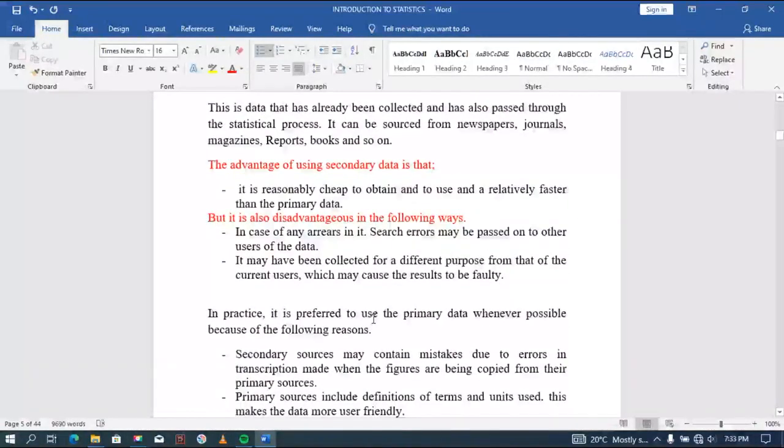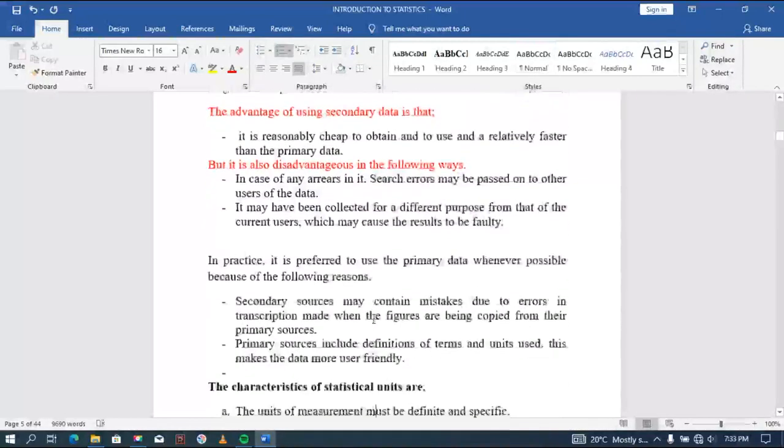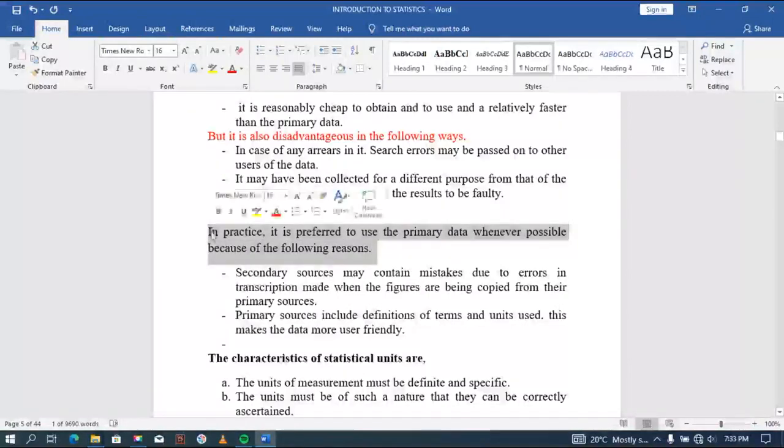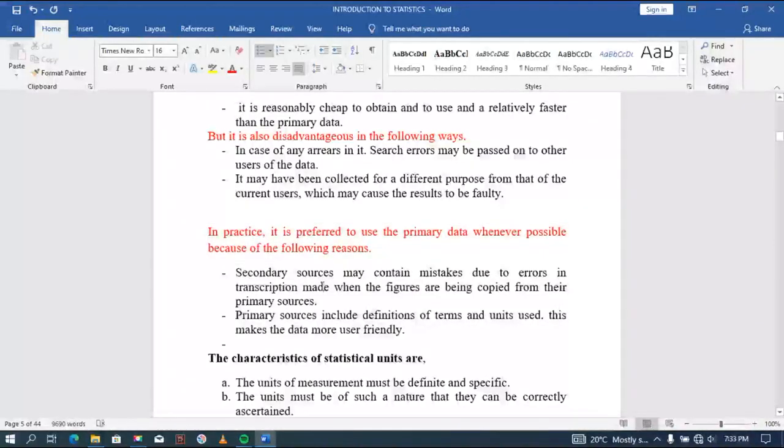So in practice, it is preferred to use primary data whenever possible because of the following reasons. Why would we prefer primary data when it comes to research? Primary data would be much more suitable than secondary data because of the following reasons. One, secondary sources may contain mistakes due to errors in the transcription made when the figures are being copied from their primary sources. There are higher chances that the secondary data could have errors, which you could also carry on to draw your conclusions when carrying out your research.